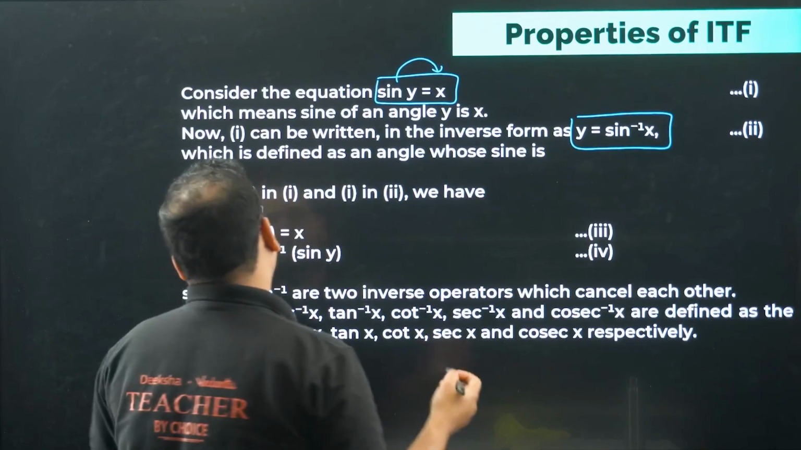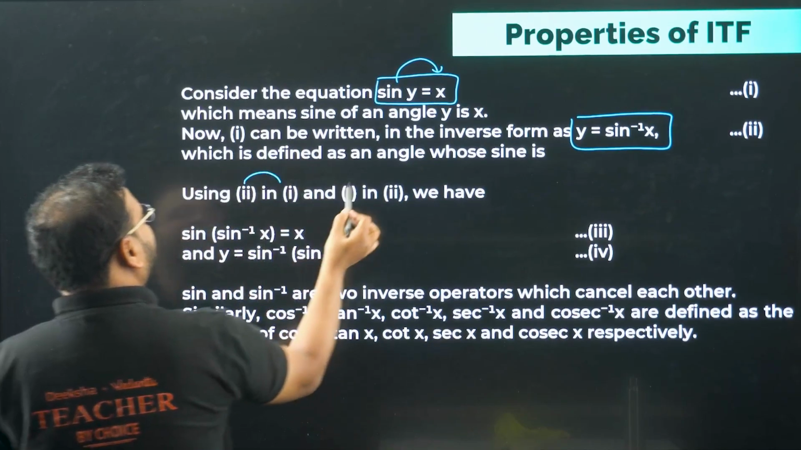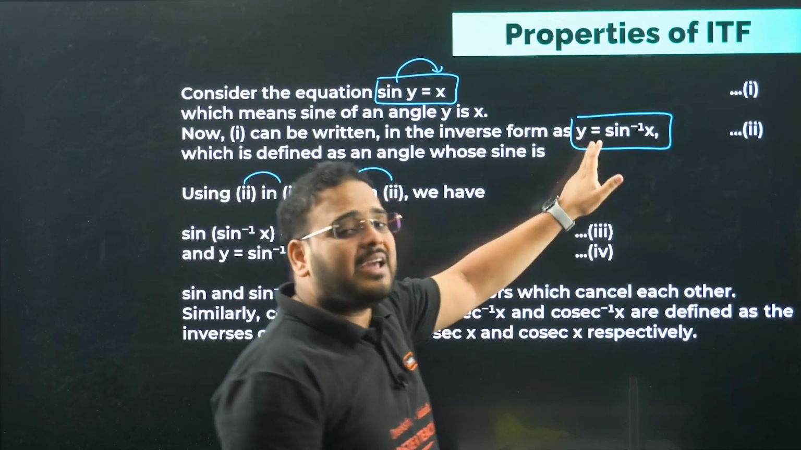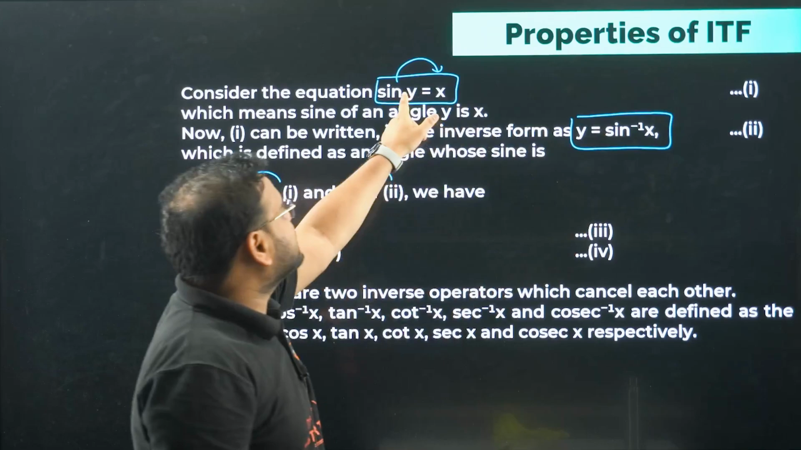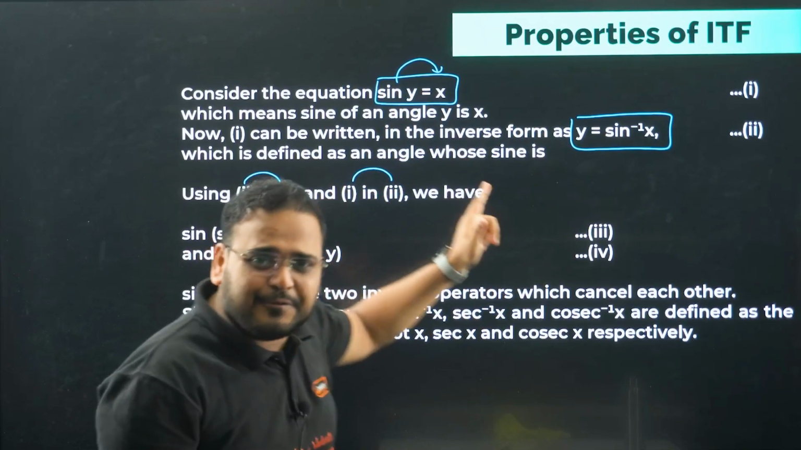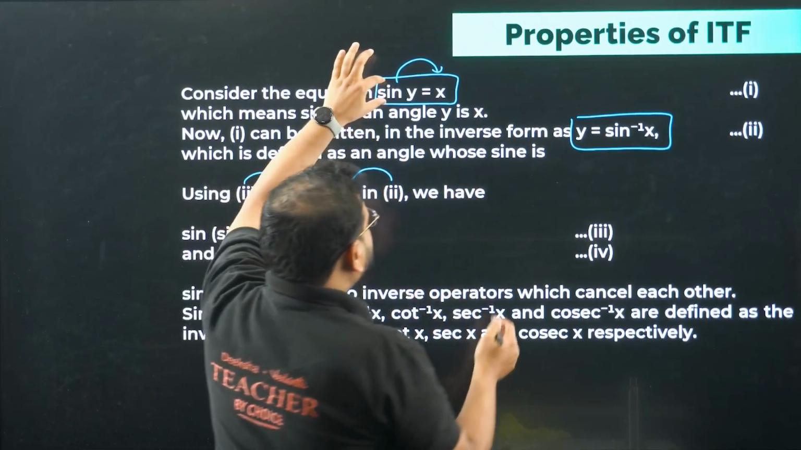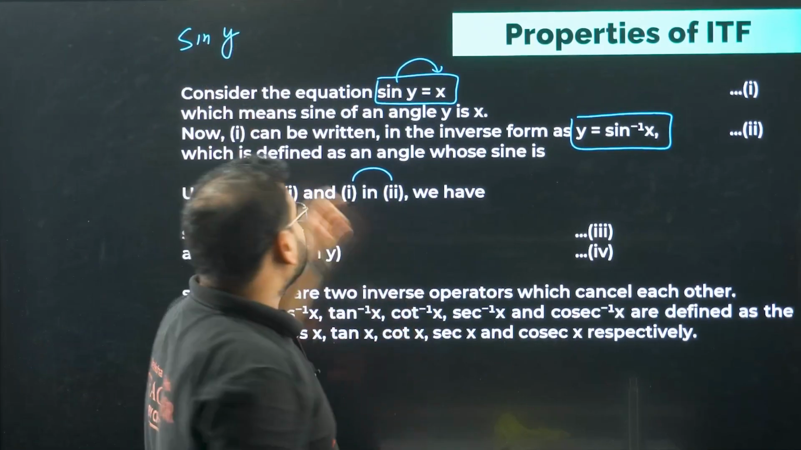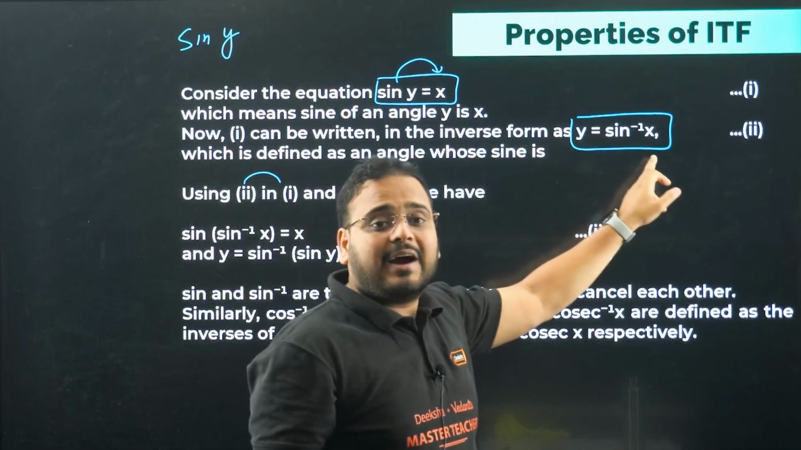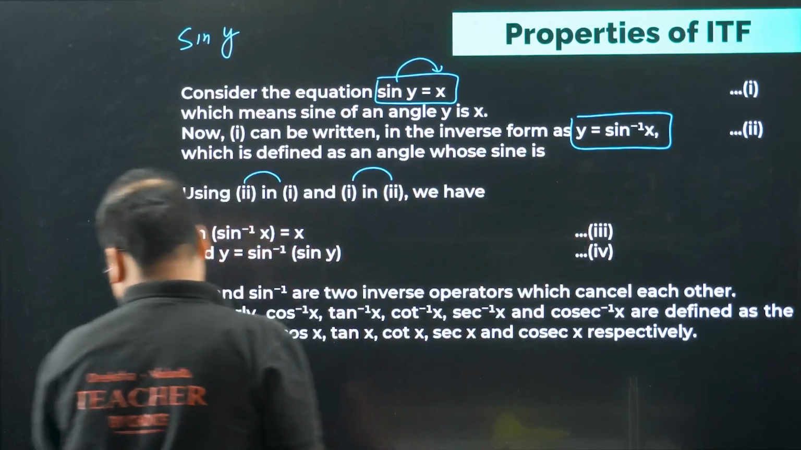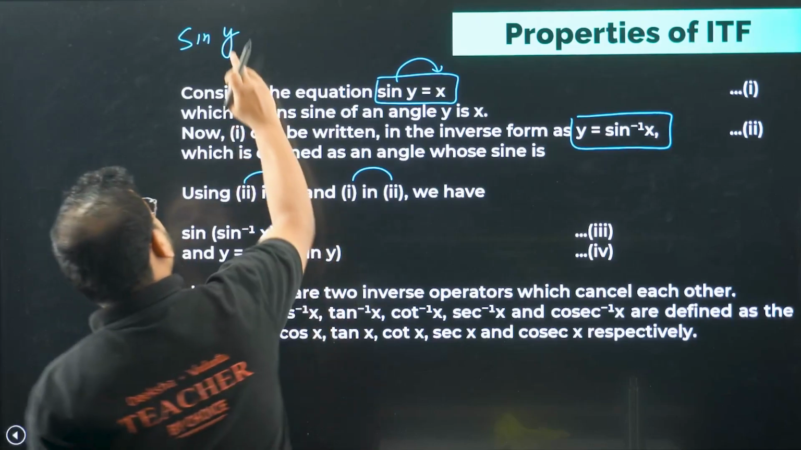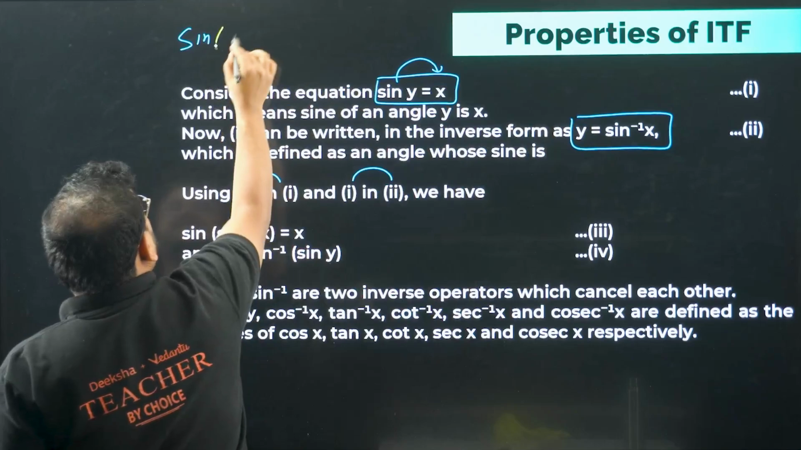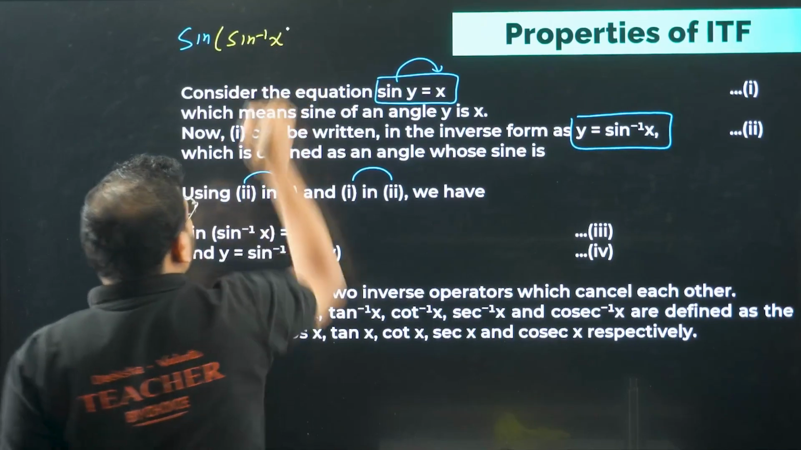If you use them together, basically I'm asking you to do what? 2 in 1 and 1 in 2. 2 in 1 means basically I'll put the value of y. What is the value of y? Sine inverse in place of y in sine. Confusing? I'll repeat myself. What does the first equation state? Sine of y. I am asking you to replace this y by the value of y that you have in equation number 2. We can do that. So replacing this y by the value of y, which is sine inverse x, okay, what is the answer going to be?